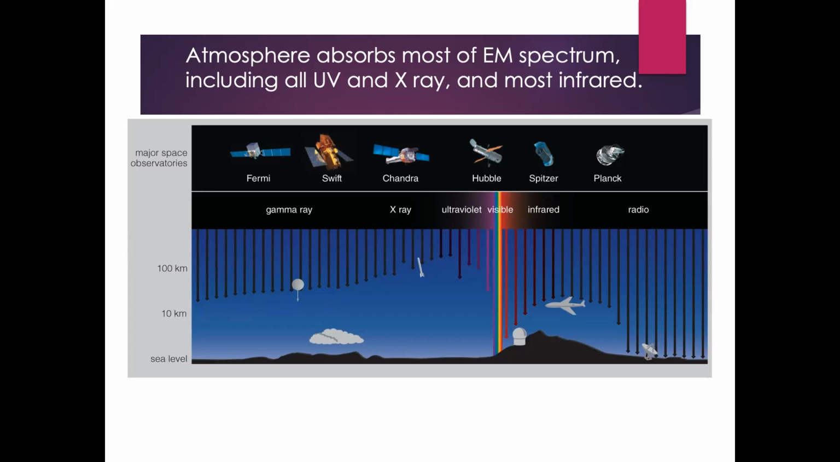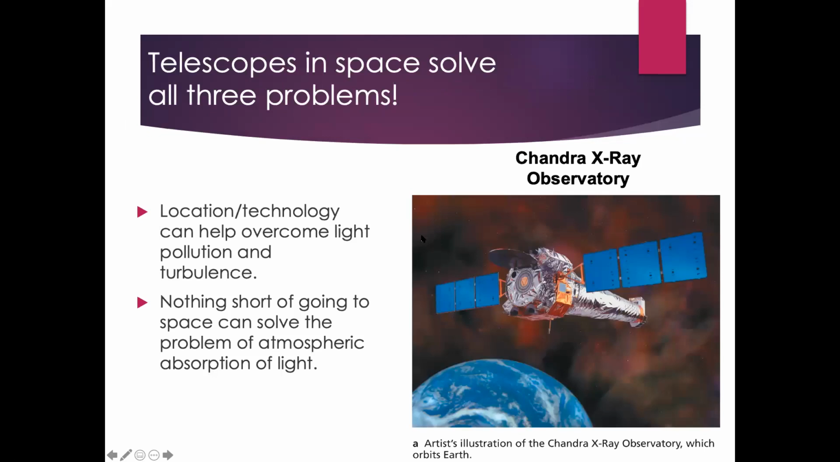That being said, space telescopes are very useful to us. We like putting telescopes into space. It overcomes all three issues. It overcomes light pollution, it overcomes turbulence, and it overcomes not all light transmitting to Earth's surface. So that's why we put telescopes in space.